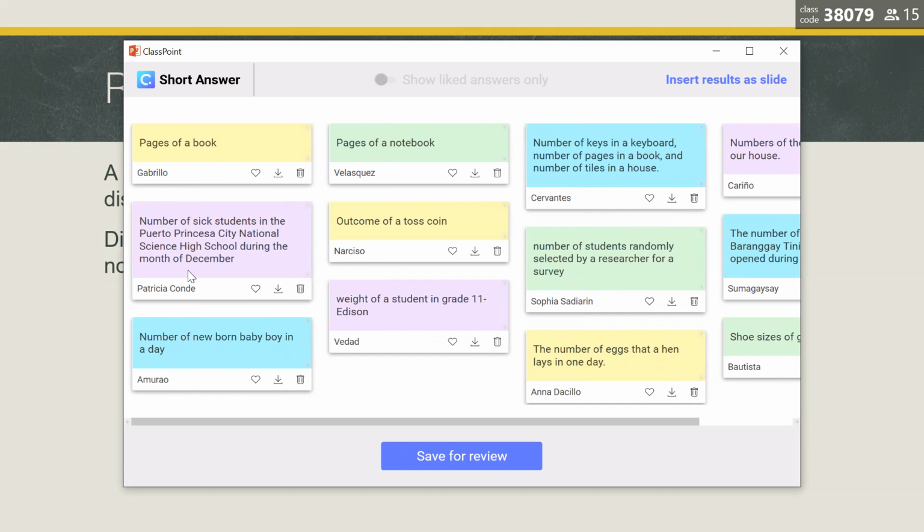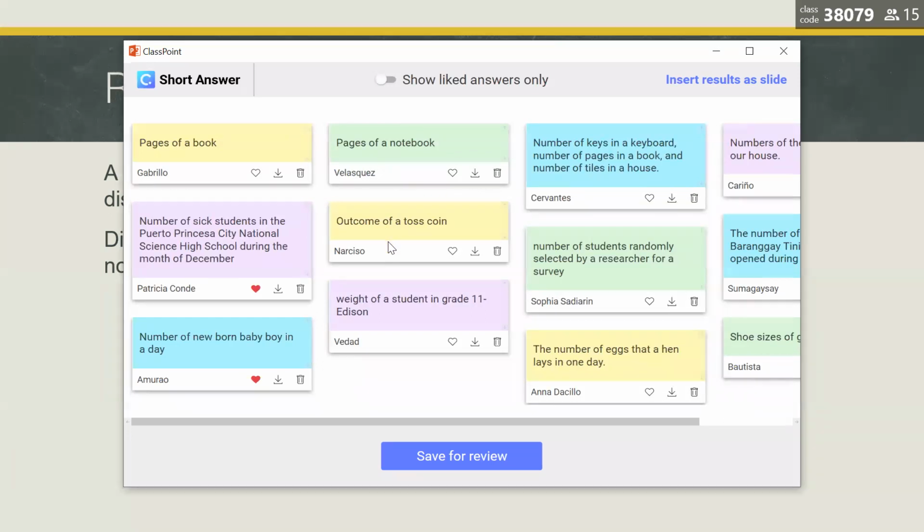Number of students in Cityside during the month of November. That's correct. Very specific. Number of newborn baby boys in a day. Okay, that can be. Very good. Page of a notebook, similar lang. Actually, yung page of a notebook, it's very specific. Kasi 'di ba? When we bought notebook, just like what I have here in my front, I have lab book here. Sabi niya 300 pages. So specific. So hindi ko siya i-consider.